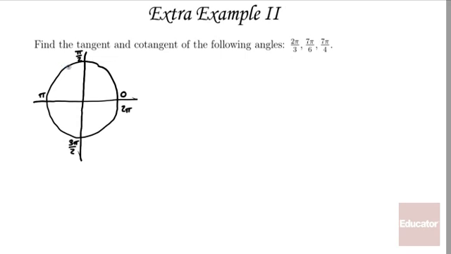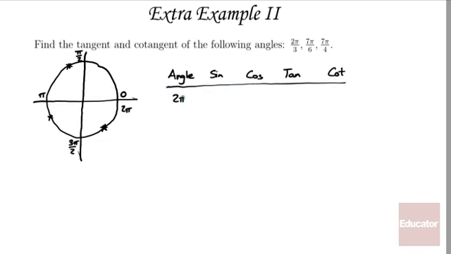2 pi over 3 is a little bit past pi over 2, so we're going to find the tangent and cotangent there. 7 pi over 6 is a little bit past pi. And 7 pi over 4 is in between 3 pi over 2 and 2 pi. So those are the three angles. And to find their tangents and cotangents, I'm going to draw my triangles in and then write down the sine and cosine of each one. So for each angle, I'm going to find the sine, the cosine, and then I'll use those to find the tangent and the cotangent.